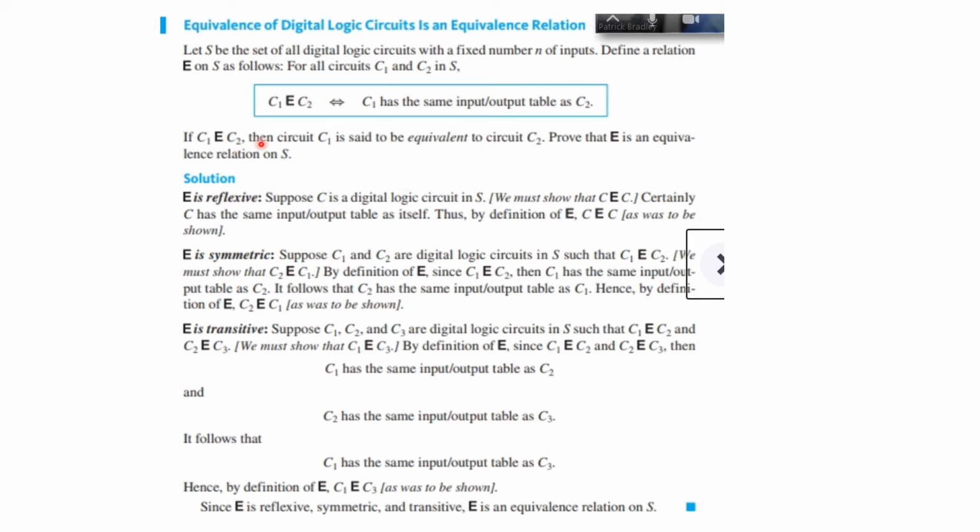Okay, well, certainly a circuit has the same input-outputs as itself, so it is reflexive. If the first circuit has the same input-outputs as the second circuit, then the second circuit certainly has the same outputs as the first circuit. And if the first and second circuits have the same input-output tables, and the second and third have the same input-output tables, then the first and the third must have the same input-output tables. So that is an equivalence relation.